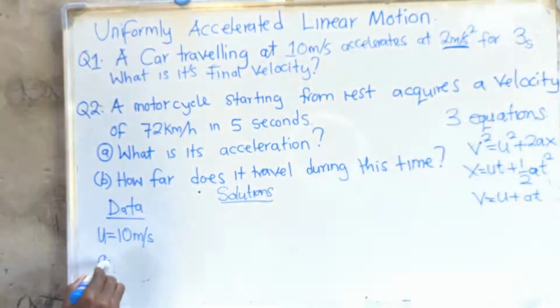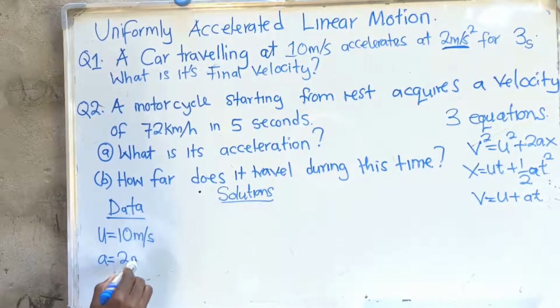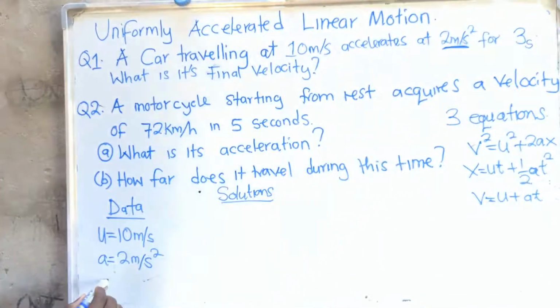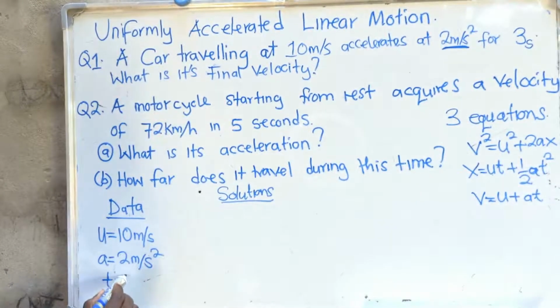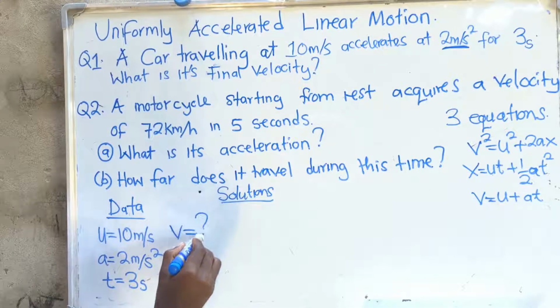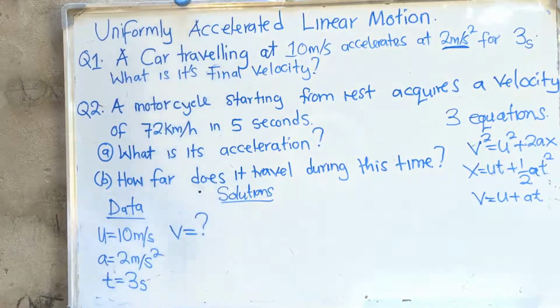Acceleration is equal to 2 meters per second squared. For 3 seconds, have you seen 3 seconds? So your time is equal to 3 seconds. This is the data that you are given. What are you asked to find? The final velocity. This is the final velocity that you want to calculate.